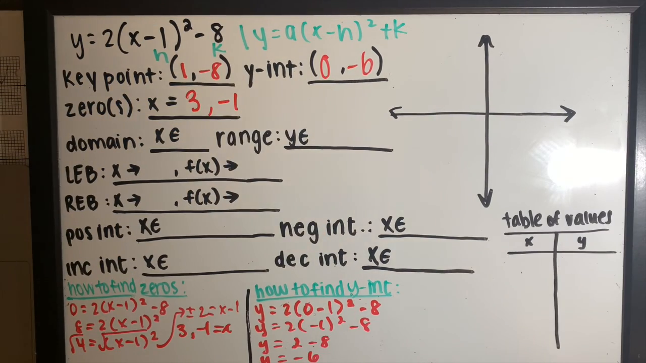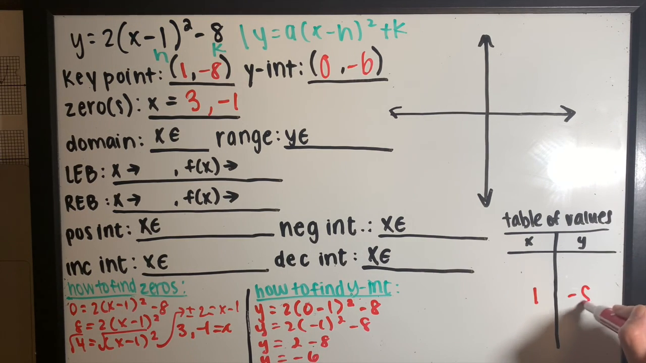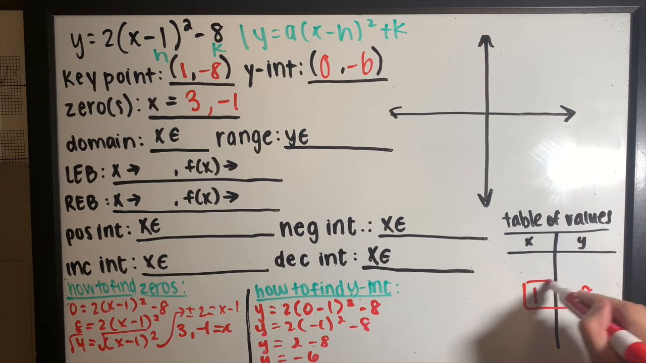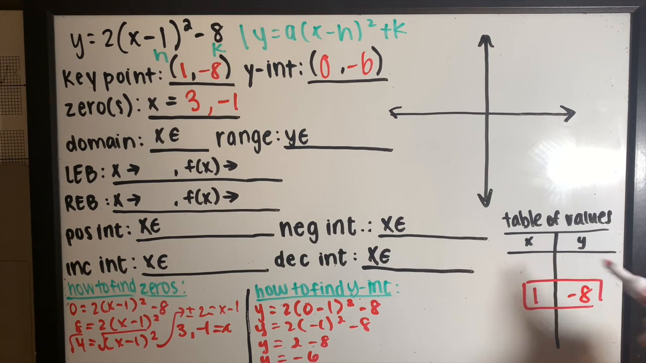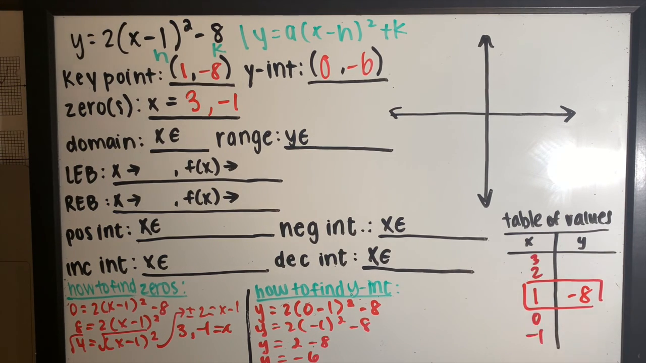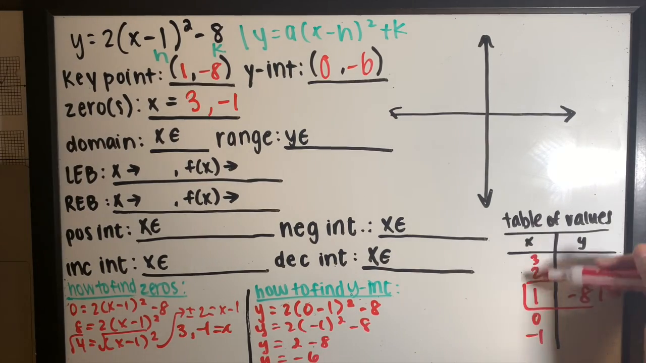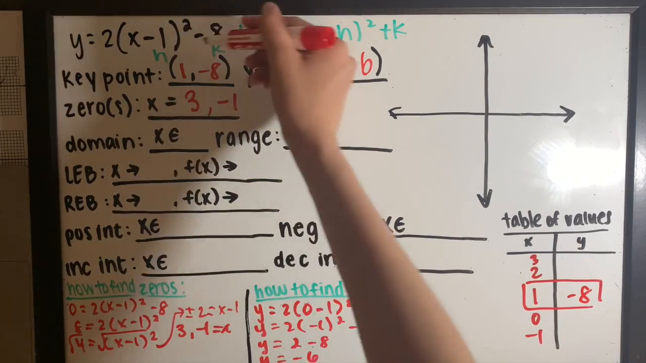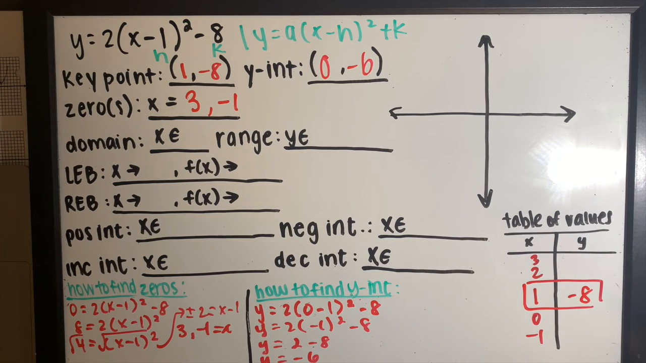Now let's fill out a table of values so that we can graph our quadratic. First, let's put our vertex in the middle, and then we're going to go up 2 values and down 2 values. Now that we have this, plug these x values into the original equation to find the y value.